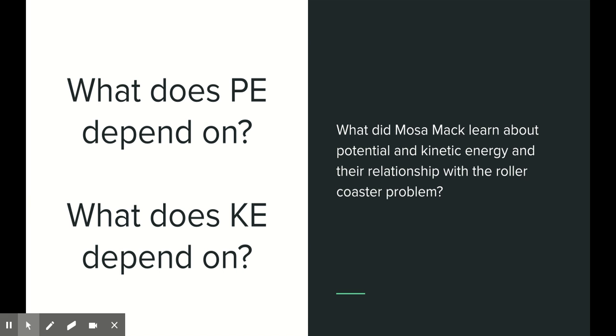So we did a lot of lessons on potential and kinetic energy. You might recall math equations that we did with potential and kinetic energy. Take a moment and discuss what potential energy depends on and what kinetic energy depends on. And if you're watching this video, you can pause it and jot down on a scrap piece of paper the variables that affect both of these types of energy.